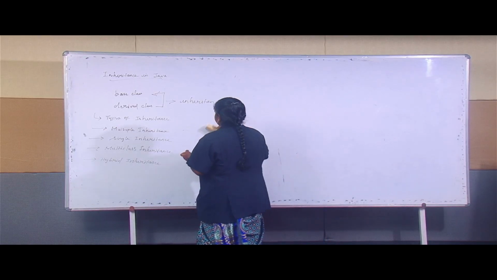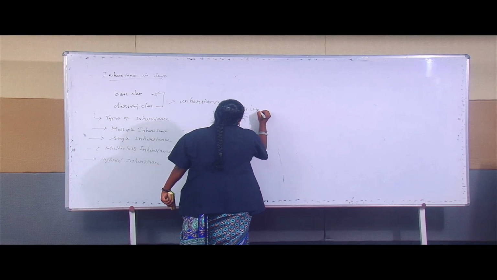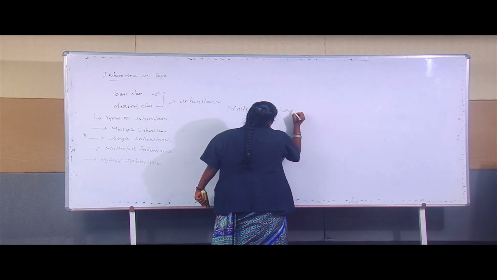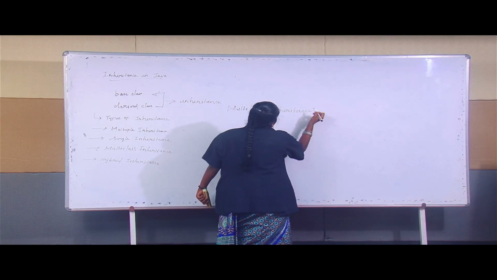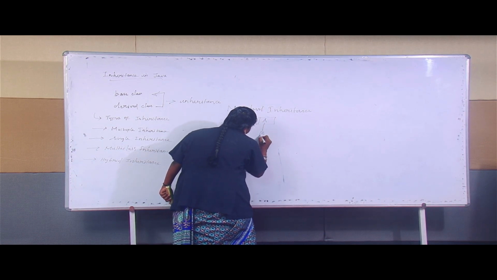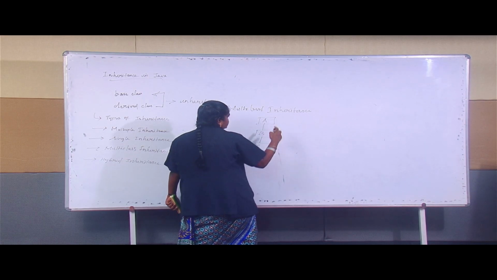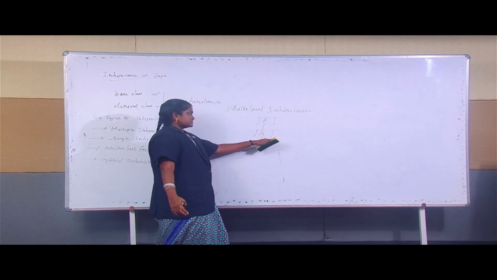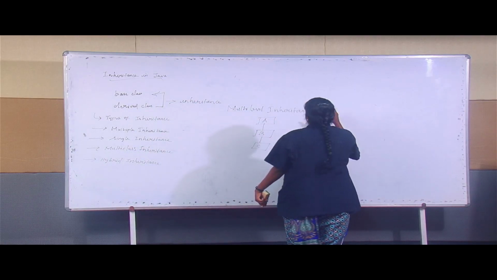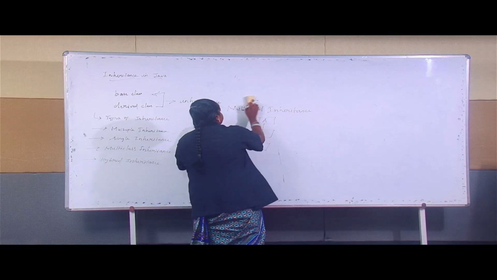The next one, multi-level inheritance. Multi-level means A is the base class and B is the derived class, and the next is C, another derived class. So it will consist of two levels. This is known as multi-level inheritance. The fourth, hybrid, is the combination of two or more types, known as hybrid inheritance.